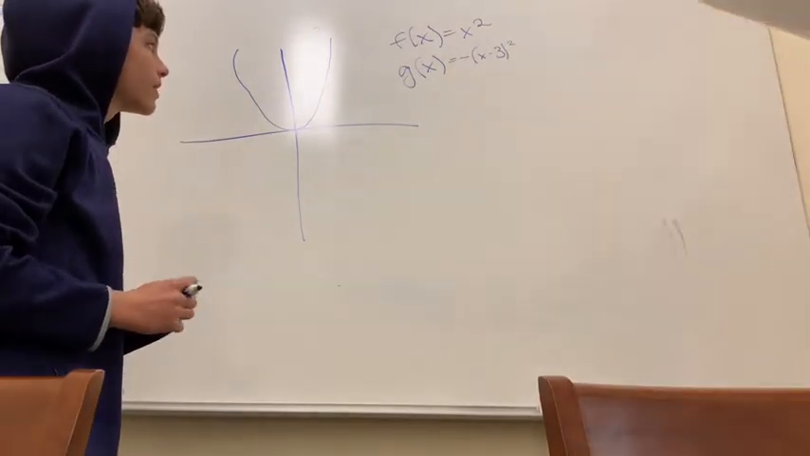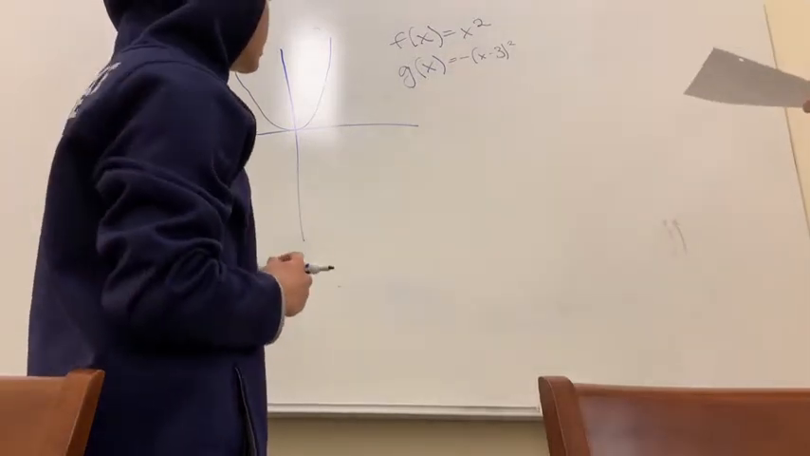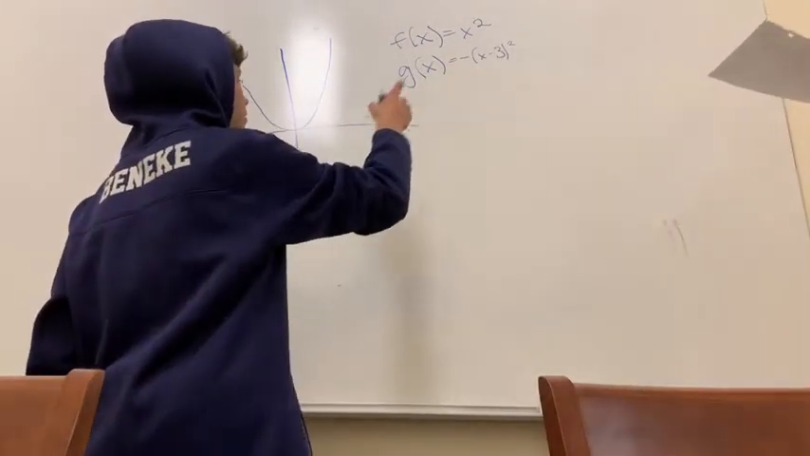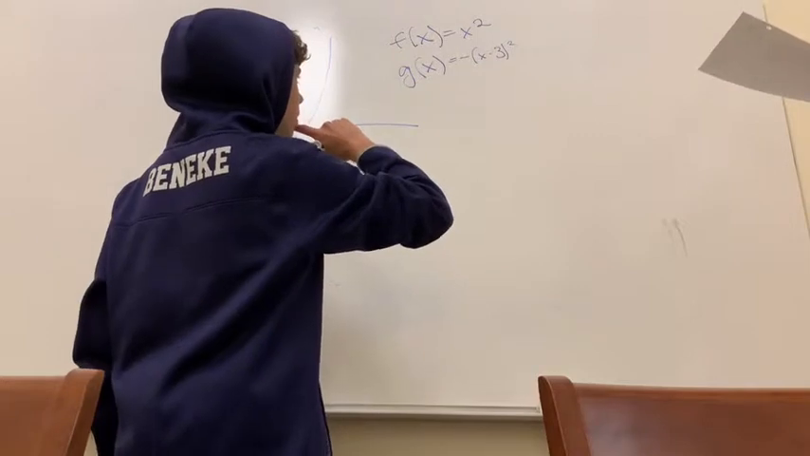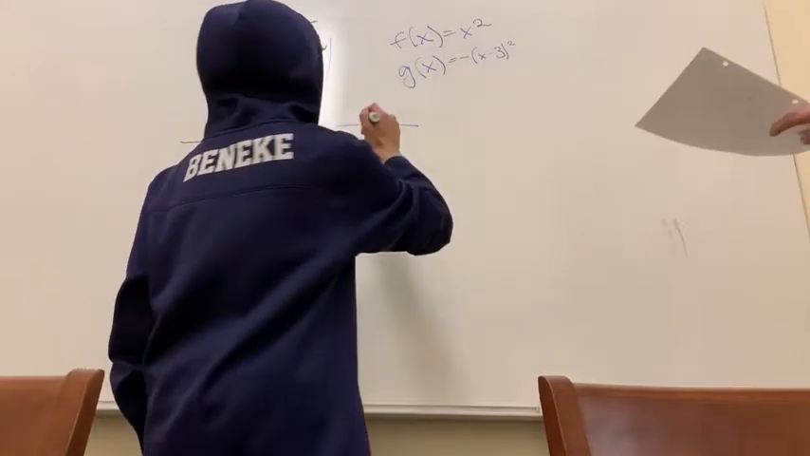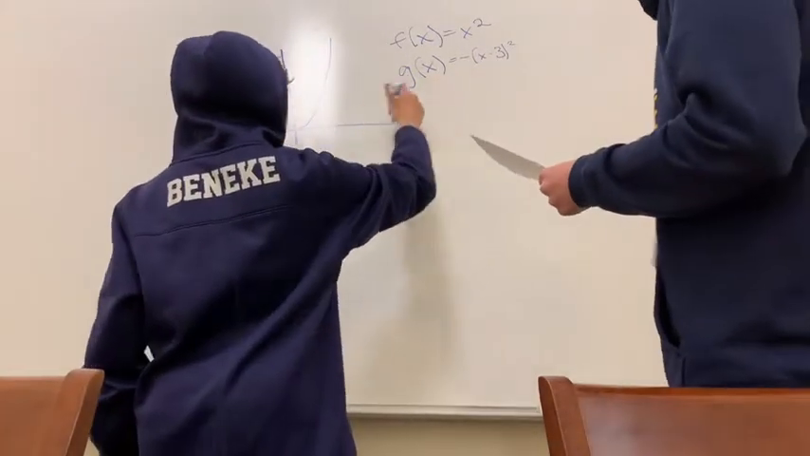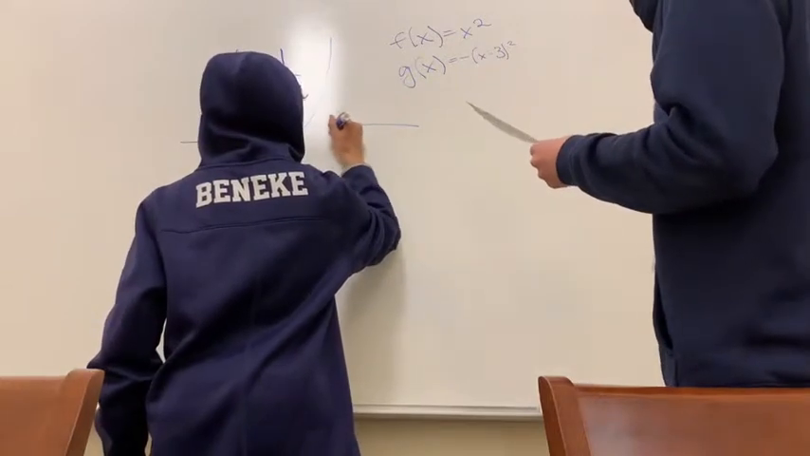If g of x is equal to y, it's negative, so it's going to be upside down and it's squared. It's going to be another parabola. It's going to go to the right because it's a negative. Yes, it is. Yep.